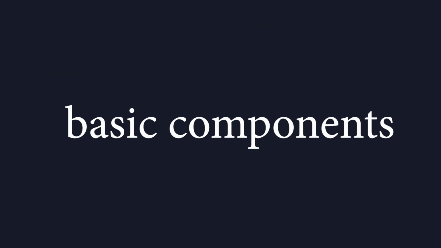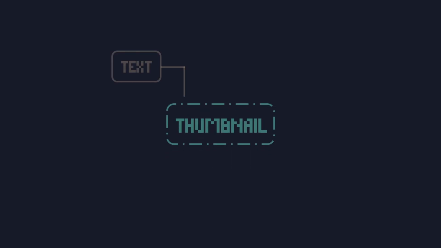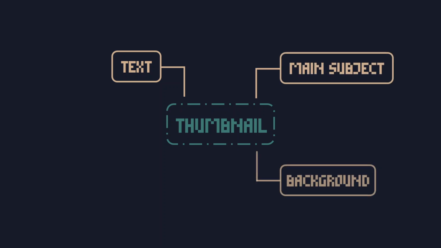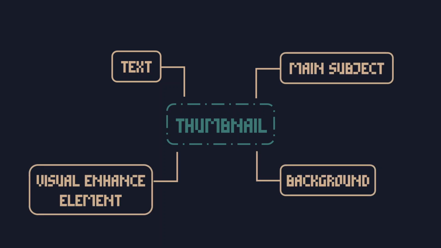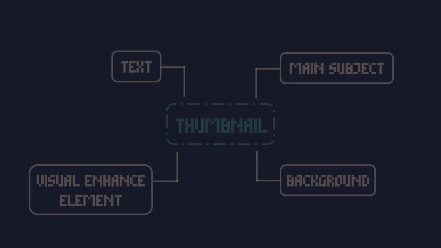Basic components. Every thumbnail you see on YouTube can be broken down into 4 basic components that include the text, the main subject, the background, and the visual enhancement element. Each component has its own properties and nuances. I'm gonna explain each component with an example for each of them.